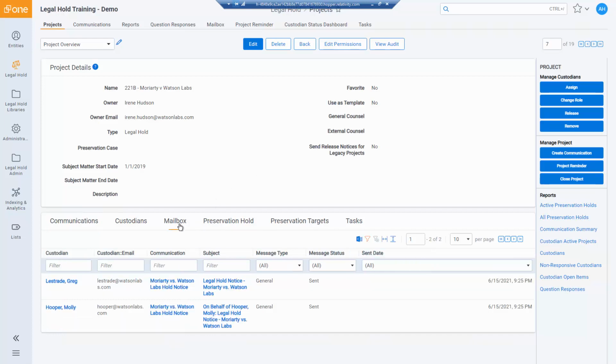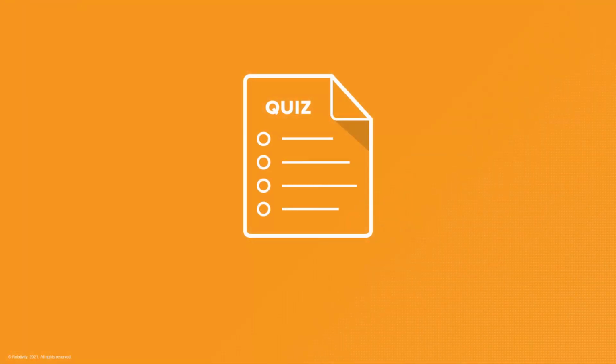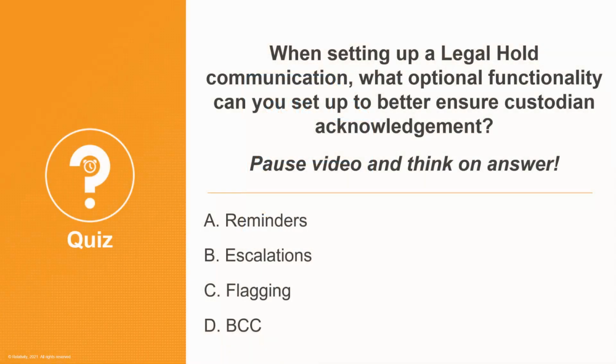Now, when we select the Mailbox subtab, notice the message status as sent to the two custodians that we just sent the communication to. Okay, so that brings us to our next quiz. Just a little touch point on what we just discussed.